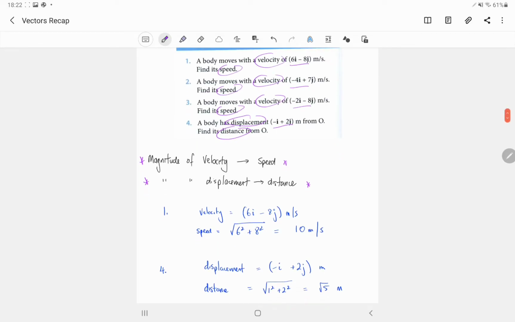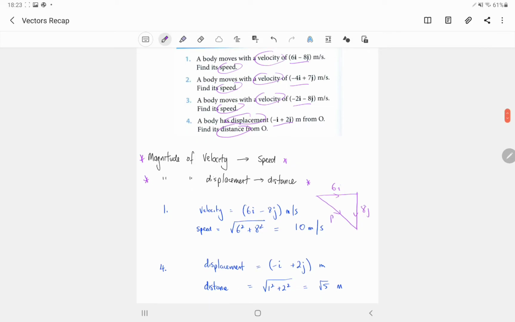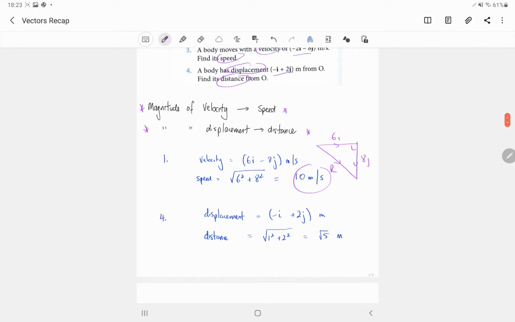Question 1, the velocity 6i minus 8j. If you were to draw that, it would be across 6 and down 8. So our magnitude would be the hypotenuse of that triangle. So then we'll do 6 squared plus 8 squared, take the square root. We get 10. It's still in meters per second. Question 4, I've skipped on because it's displacement. If I wanted to draw this vector, minus i plus 2j, it would be across to the left and up 2.